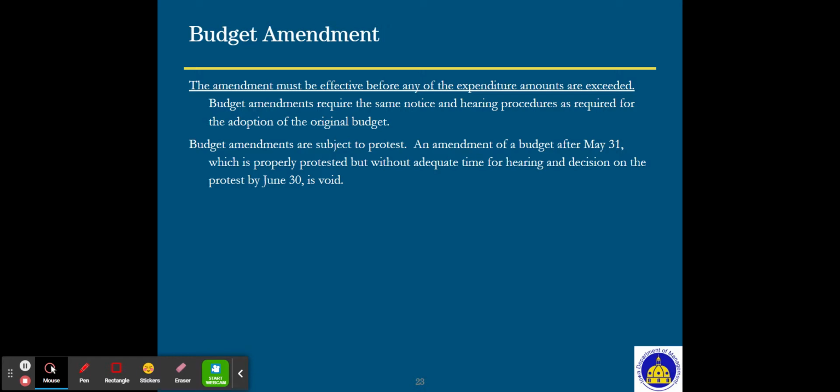And budget amendments are also subject to protest. You can amend up to the end of the fiscal year, but keep in mind that an amendment of a budget when we're into June may not have the time for the state appeal board to schedule a local hearing and render a decision on that protest before the end of the fiscal year, before June 30th. So therefore, if that's the case, your amendment would be void.